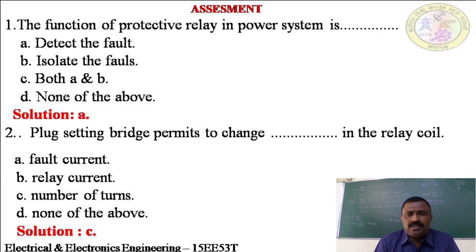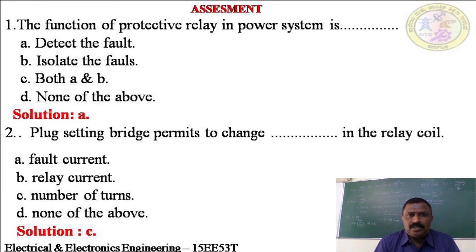First question is, the function of protective relay in power system is dash. The options are: A, detect the fault; B, isolates the fault; C, both A and B; and D, none of the above.